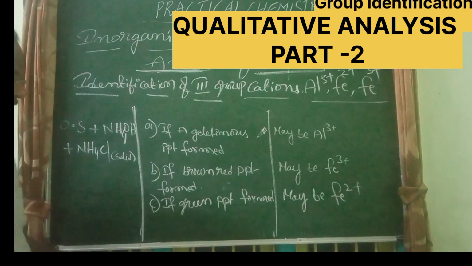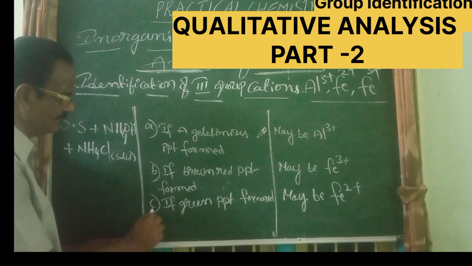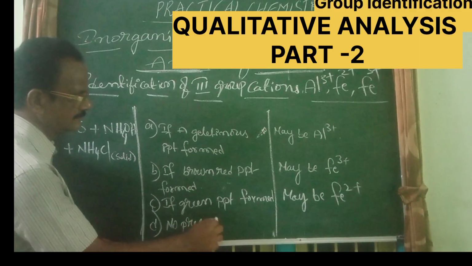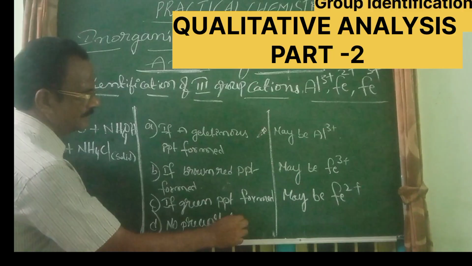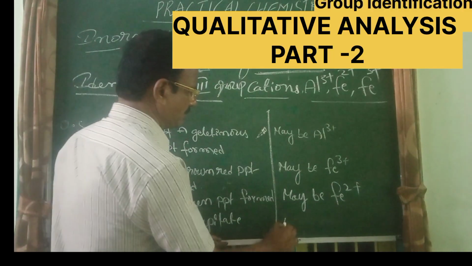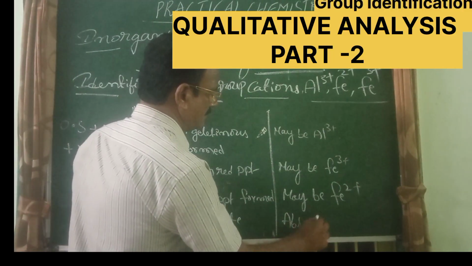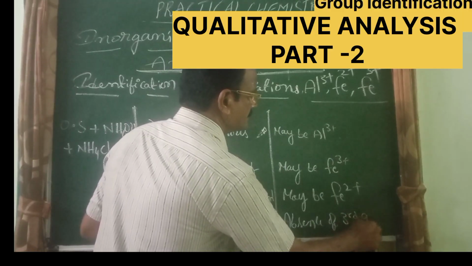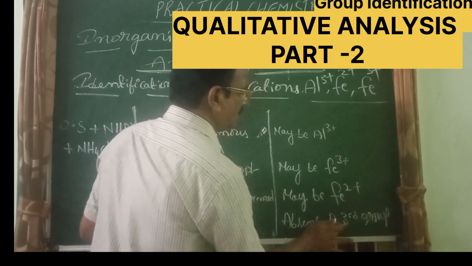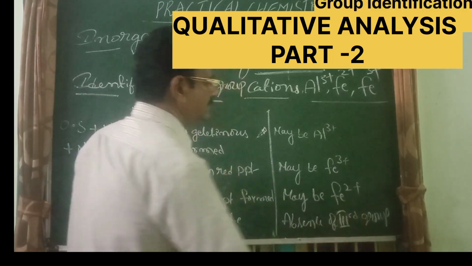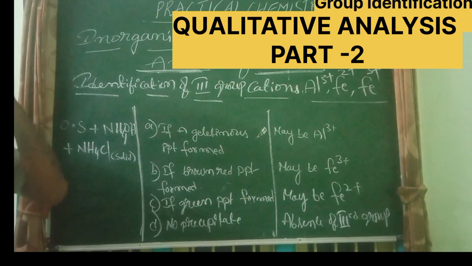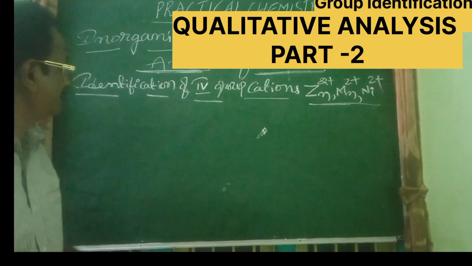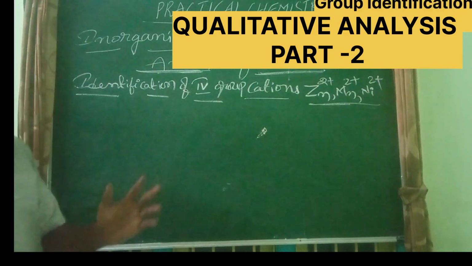Usually, as usual, if there is no precipitate, absence of third group. Like this we can write third group. See here, there is absence of third group cations, one has to proceed for identification of fourth group cations.